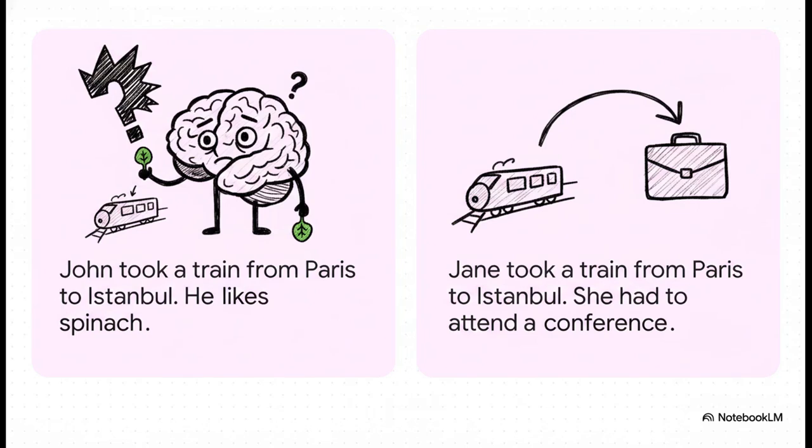Okay, let's dive right into this mystery. Listen to this first sentence. John took a train from Paris to Istanbul. He likes spinach. Now listen to the second one. Jane took a train from Paris to Istanbul. She had to attend a conference.